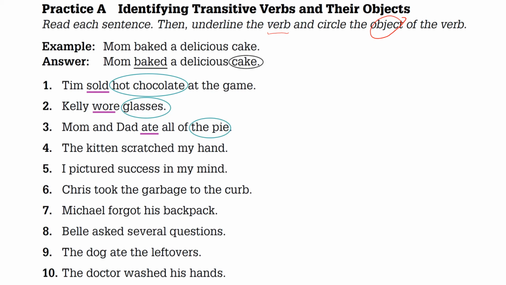Number 4, the kitten scratched my hand. So the verb is scratched. Scratched what? My hand. Therefore, my hand, or hand, is the object.